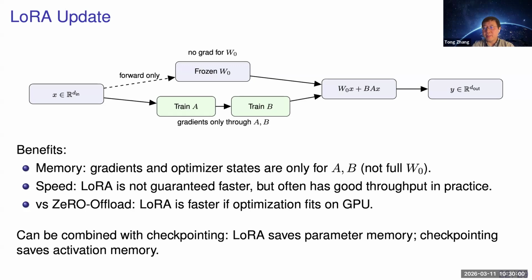It can be handled with checkpointing and so on. So that's what we want to say about this technique. But the key idea is that the trainable parameters become small by using low rank adaptation.